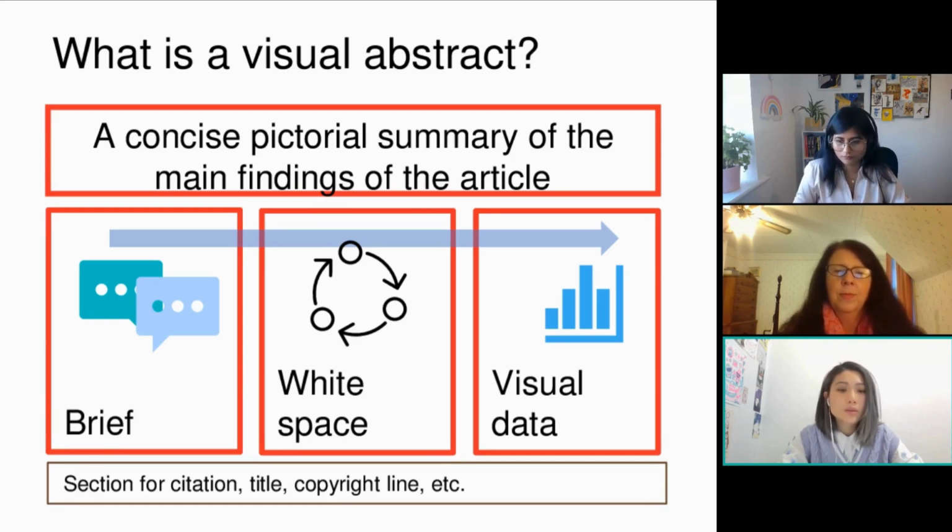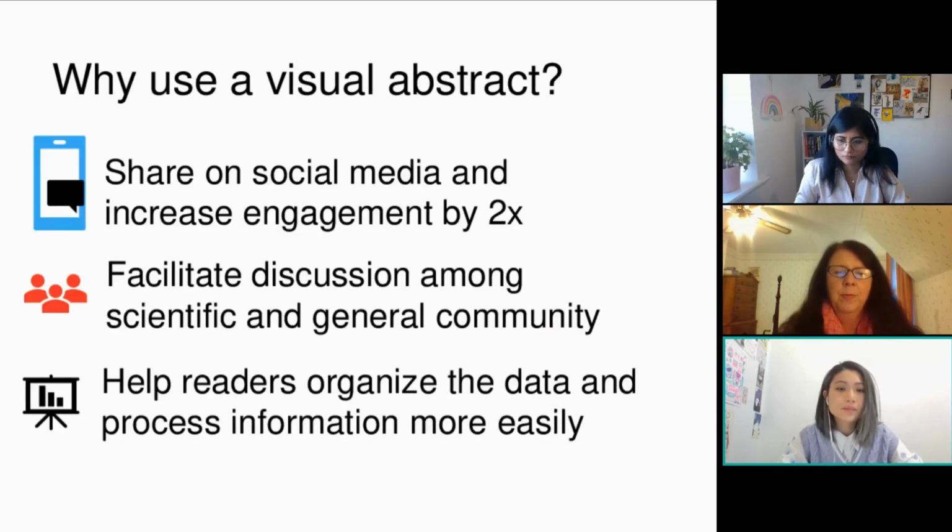And at the bottom, you'll see that there is a section for the citation, the title, and the copyright line. Now, this is super important because while the visual abstract may not have the full title of your article itself, this section down here at the bottom definitely will, and it'll be able to tell everybody where they can find the article if they choose to search for it on Google Scholar or any other search engine they find.